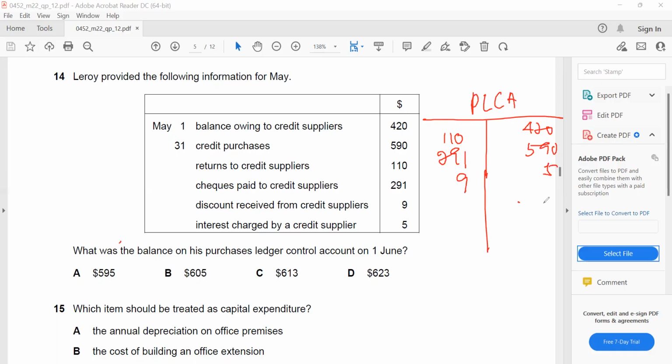So now let's calculate. 420 plus 590 plus 5. So we get this one 1015. This one is 110 plus 291 plus 9. So we get this one 410. So take this minus this. So we get the difference 605. The answer should be B. Okay, now let's continue.